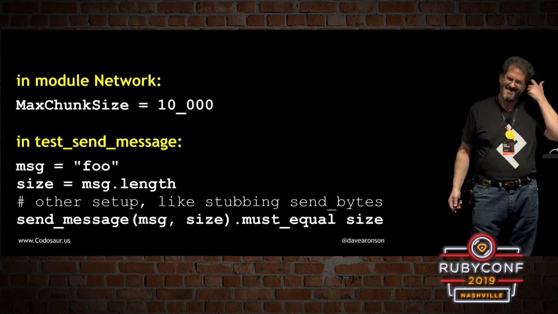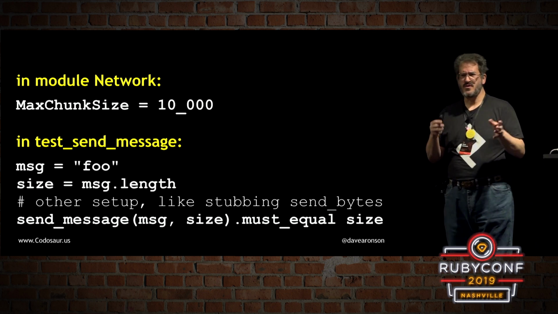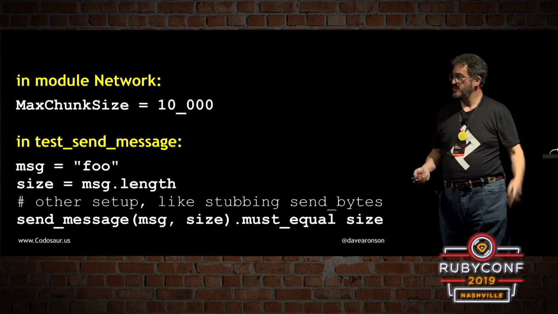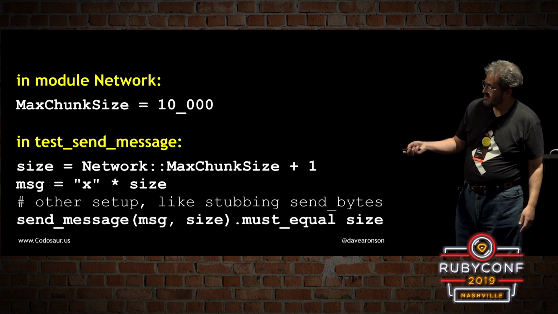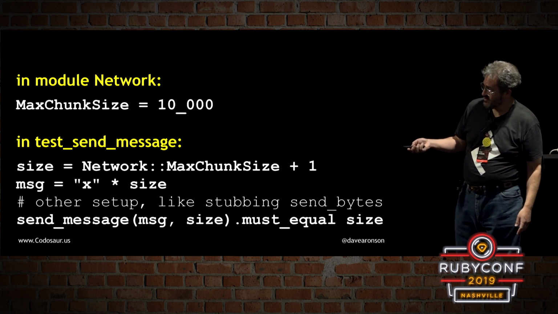So how do we fix that? Should be pretty easy. Assuming there's nothing weird about the code preventing us from doing so, we just take the maximum chunk size as declared, presumably publicly, add 1, create that big message, and try to send it.